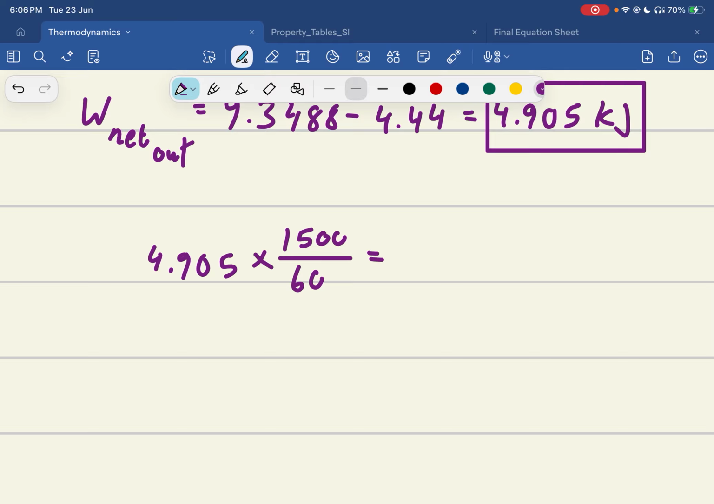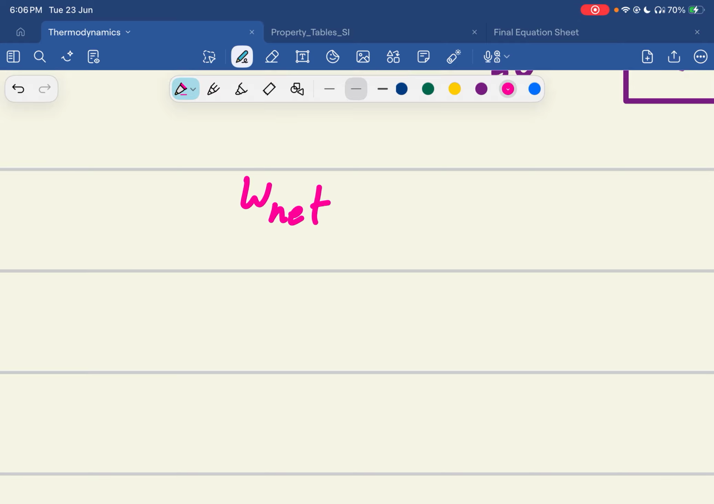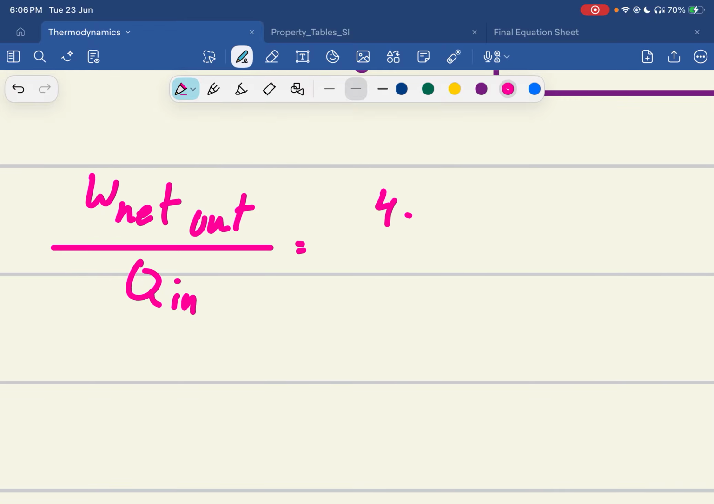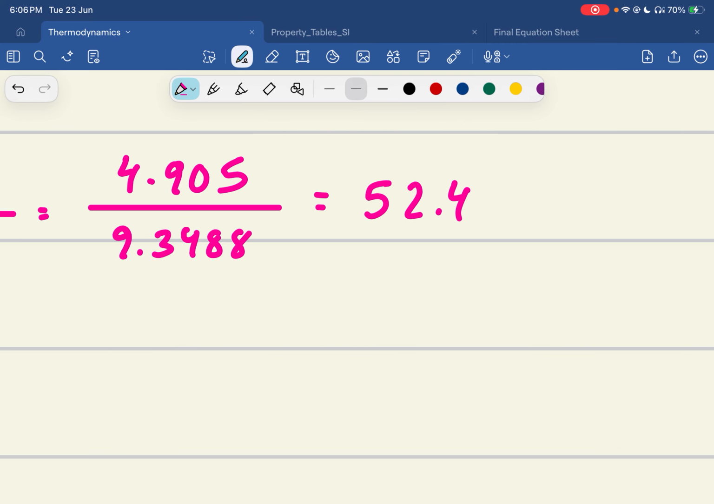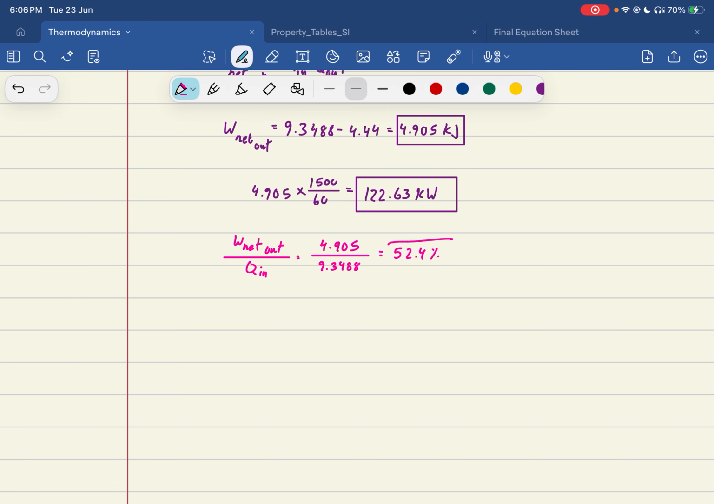And for your last part, it's just work net out over Q in. So that's going to be 4.905 over 9.3488. And we can just do that by dividing, and you're going to get 52.4%. That's your final answer.